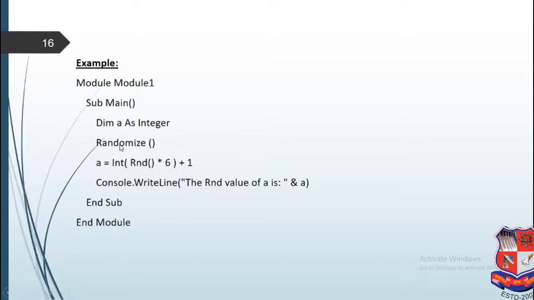In that example, we can use one keyword, the Randomize keyword, to find the Rnd value, and one equation will be there. In this equation, 6 indicates the maximum value and 1 indicates the minimum value. So the output will be between 1 and 6. It is a random value, so any value will be displayed as the output. So here the Rnd value of A is 2, right?